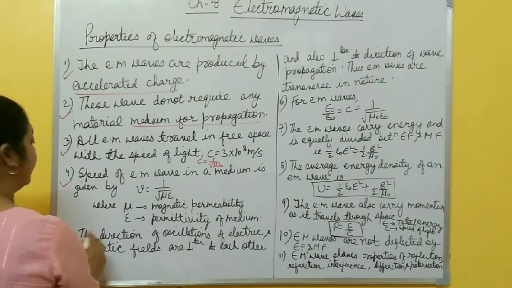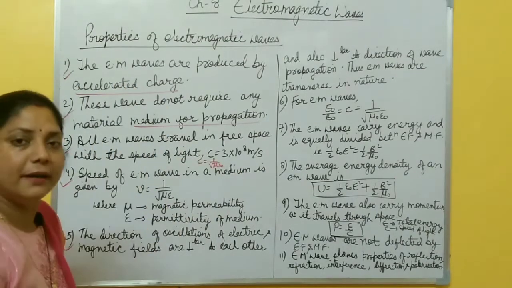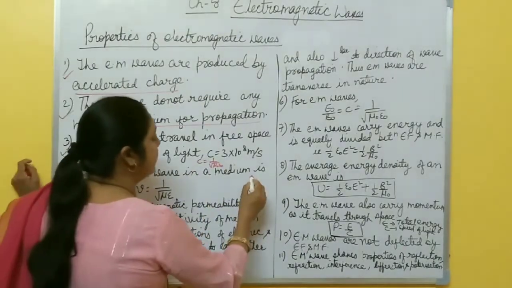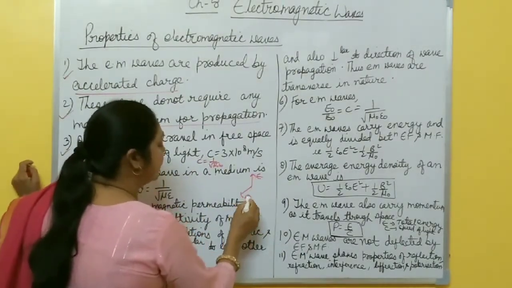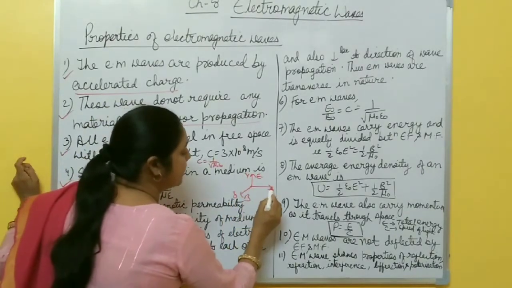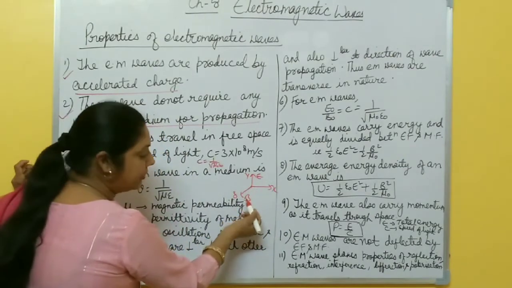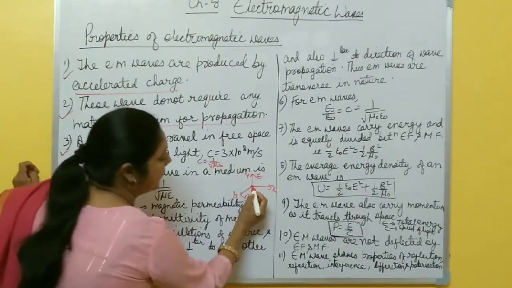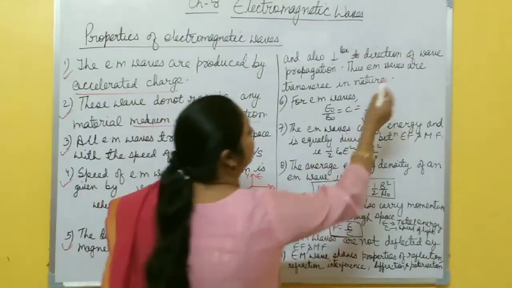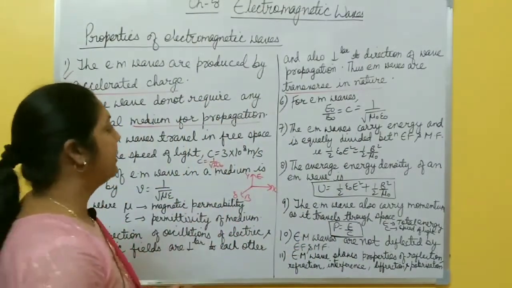Next, number 5. The directions of oscillation of the electric and magnetic fields are perpendicular to each other, right? The electric field vector is in this direction, the magnetic field is in this direction, this is the y-axis, z-axis, and the direction of propagation of the wave is along the x-axis. So electric and magnetic fields are perpendicular to each other and both are perpendicular to the direction of propagation of the wave, so electromagnetic waves are transverse in nature. All three are mutually perpendicular.